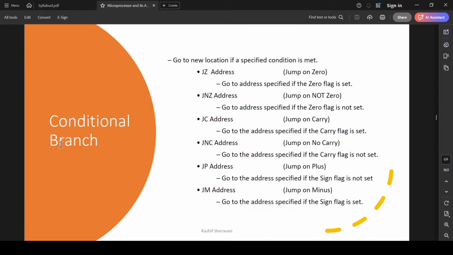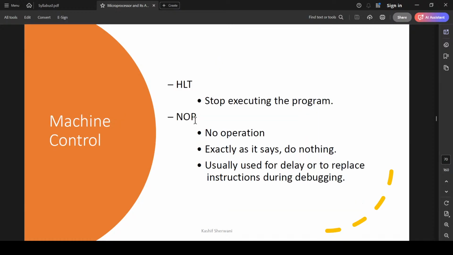Conditional branch. Go to a new location if a specified condition is met. JZ goes to the address specified if the zero flag is set. JNZ: zero flag is not set. JC: carry flag is set. JNC: carry flag is not set. JP: sign flag is not set. JM goes to the address if the sign flag is set. Okay, minus and plus. So got it, got it.